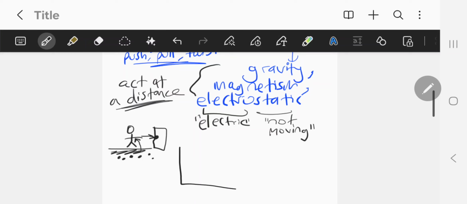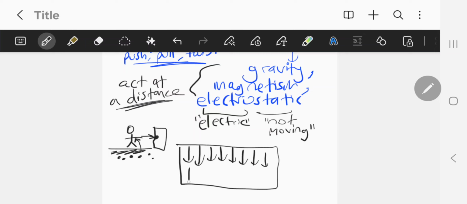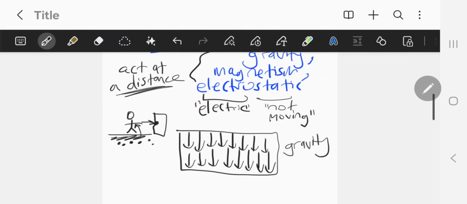Gravity, so think of a room. Think of this room here, this rectangle. At every point in the room, there are arrows going downwards because gravity acts downwards. It pulls everything downwards. So it's acting at a distance. You can picture it as arrows everywhere in space. They have to be pointing down because that's what Earth's gravity does. It pulls us down towards the surface.